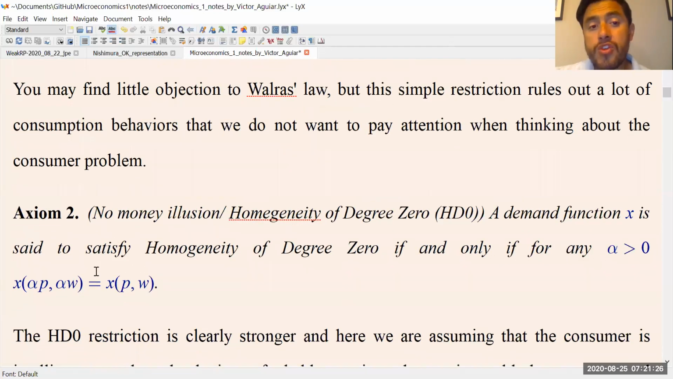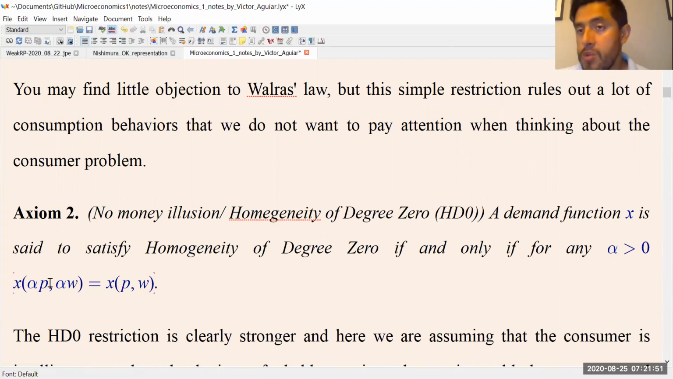The second restriction has a little bit more psychological, behavioral content, and this is called the no money illusion, or more mathematically, homogeneity of degree zero. So the demand function is said to satisfy the homogeneity of degree zero property if and only if for any alpha greater than zero, I take prices and income and multiply them by this scale alpha.